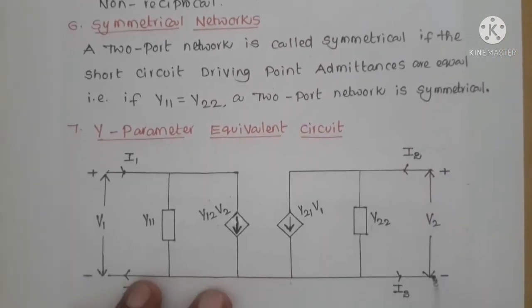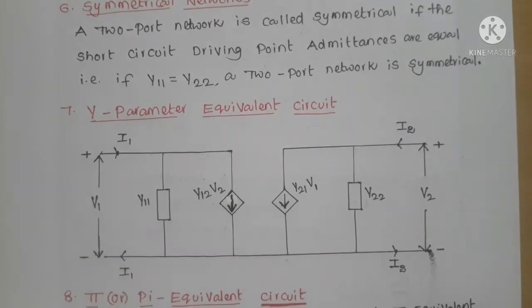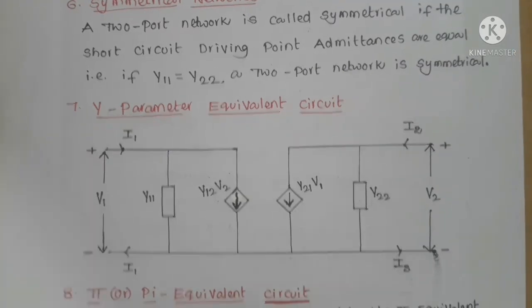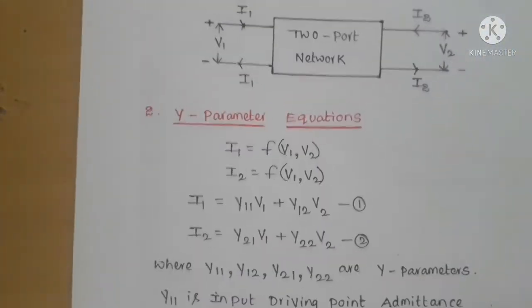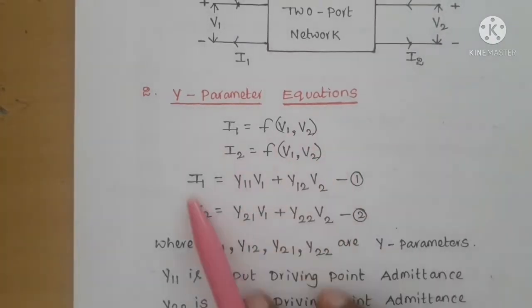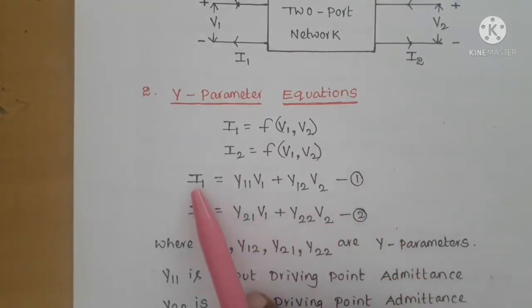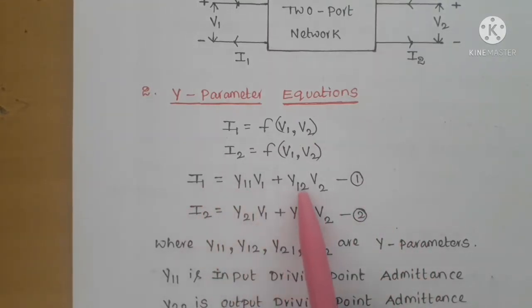After that, the Y parameter equivalent circuit. So this is the Y parameter equivalent circuit. We are drawing a diagram by satisfying the Y parameter equations. If you look into the Y parameter equations, these are the Y parameter equations. So we are drawing a diagram to satisfy equations 1 and 2. So here I1 equal to Y11 V1 plus Y12 V2. So this is a current and this is a current.